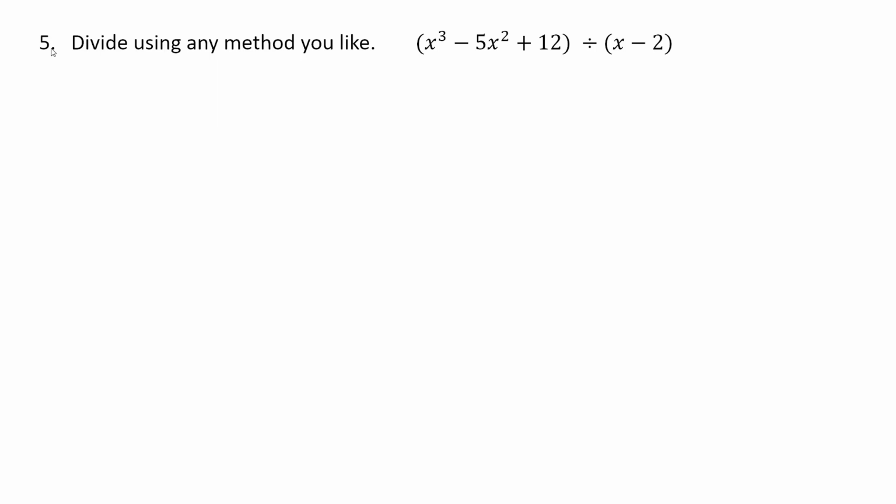Okay, this is number 5 from the quiz. x cubed minus 5x squared plus 12 divided by x minus 2. And you're allowed to do that any way you want. I would have assumed you would use synthetic division. Most of you tried to do that.